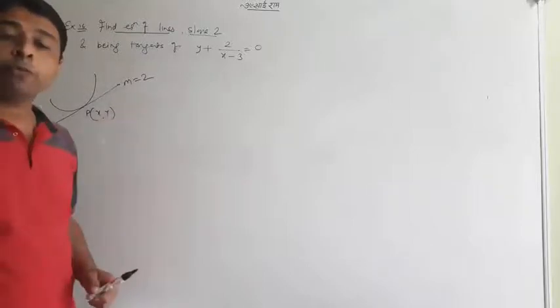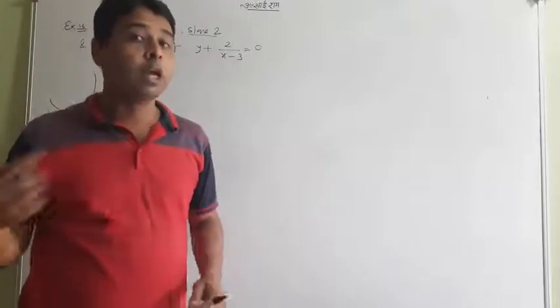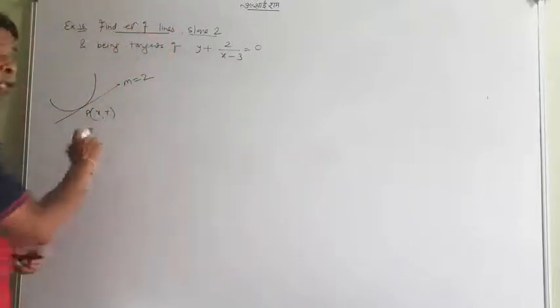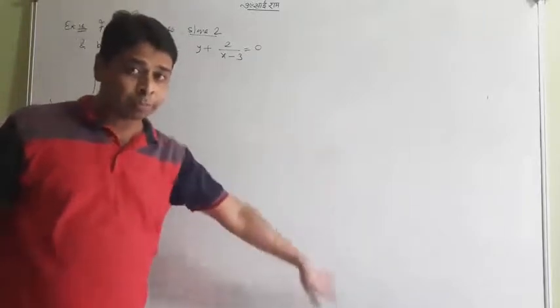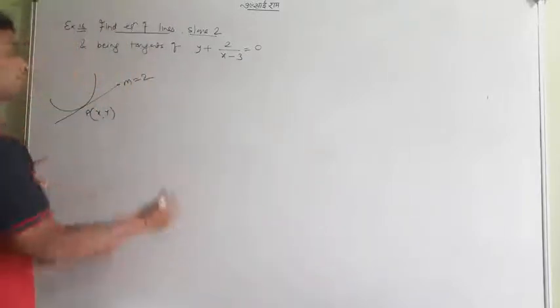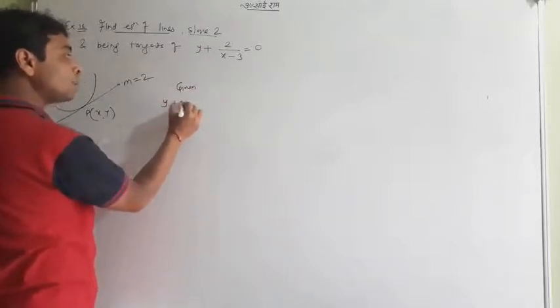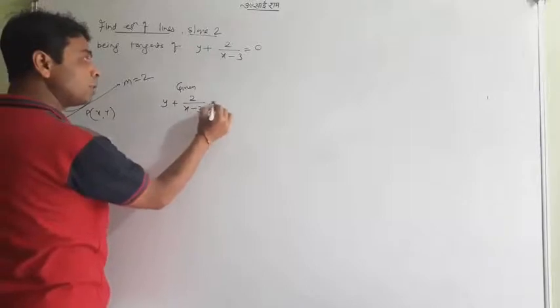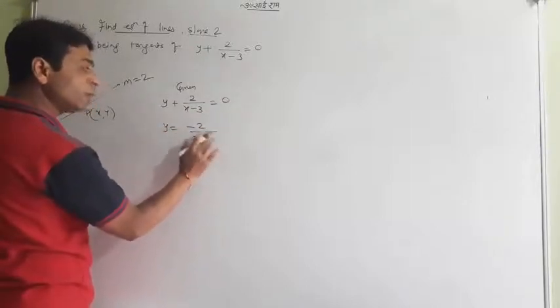We will use the one point form: y minus y1 equal to m times x minus x1. So I will try to find the point of contact by the usual method. Recently we saw it in the last question. The same I will do. I have y plus 2 by x minus 3 is equal to 0. So y is equal to minus 2 by x minus 3.